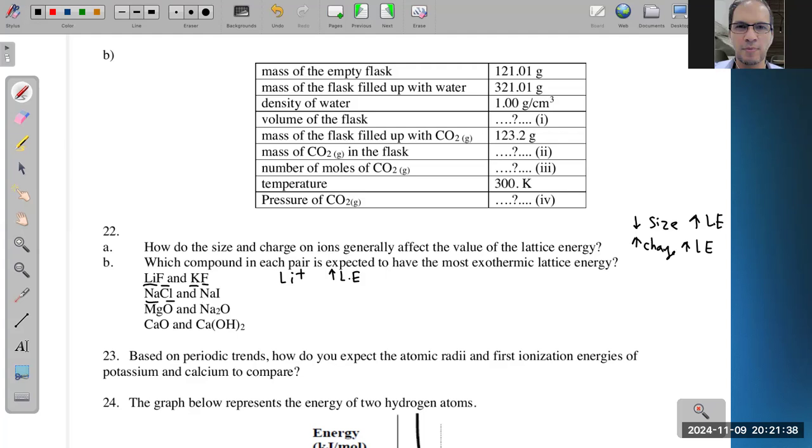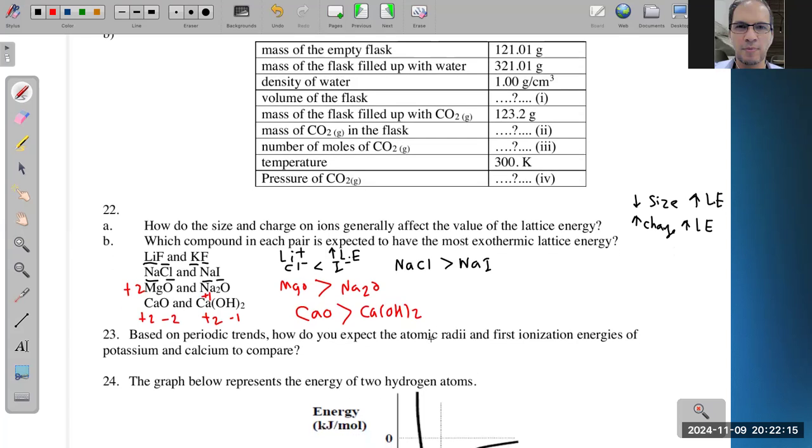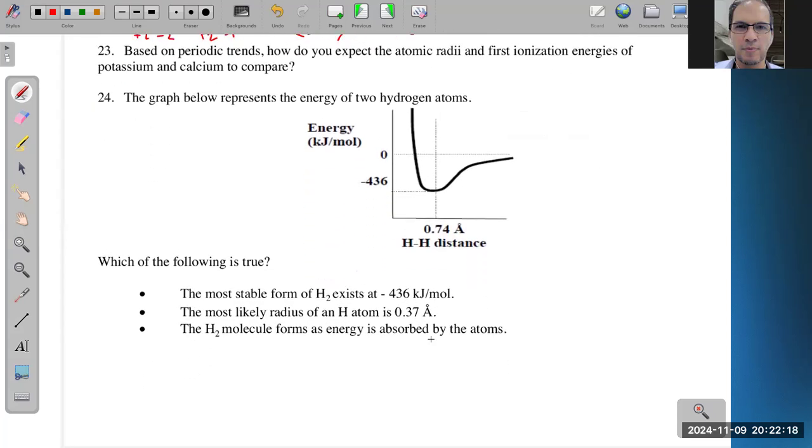Na +1, Cl -1, Na +1, and I -1. Again, the Cl -1 is smaller than the I -1. So the lattice energy of NaCl is, of course, stronger than that of NaI because it is smaller. MgO and Na2O, this is easy because magnesium is +2 and sodium is +1. So this is more charged. So magnesium oxide is of course stronger than Na2O. Calcium is +2 with -2, and here +2 and -1. So calcium oxide is more charged, of course, than calcium hydroxide. So it's also strong. Atomic radii, graph presents, this is all repeated. Okay.